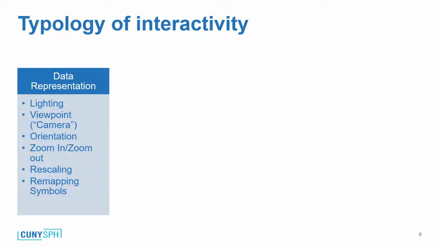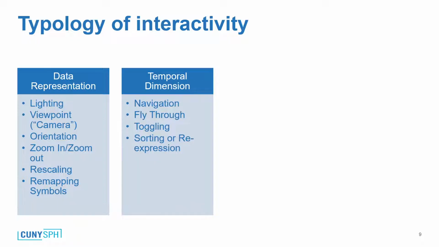The second level of interactivity is when we interact with the temporal dimension. In that regard, we can have experiences like navigation, we can have fly-throughs, we can toggle from before and after, and we can have the sorting or re-expression or reorganization of data.